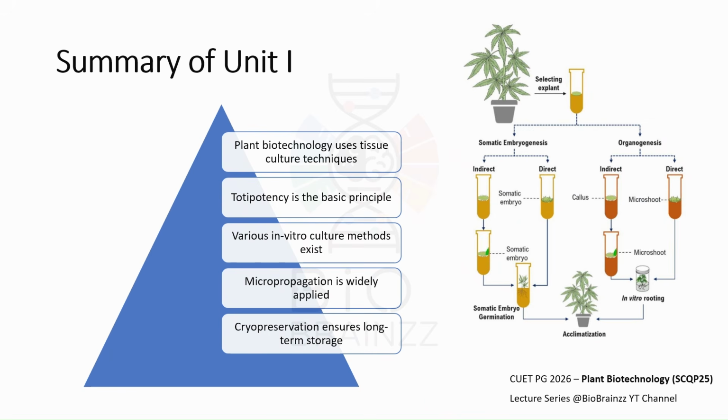To summarize this unit, plant biotechnology relies heavily on tissue culture techniques based on totipotency. Different in vitro culture types serve different purposes. Micropropagation is widely used commercially, and cryopreservation enables long-term storage of germplasm. Organogenesis and somatic embryogenesis represent two distinct regeneration pathways. This unit forms the conceptual backbone for later topics such as genetic transformation.